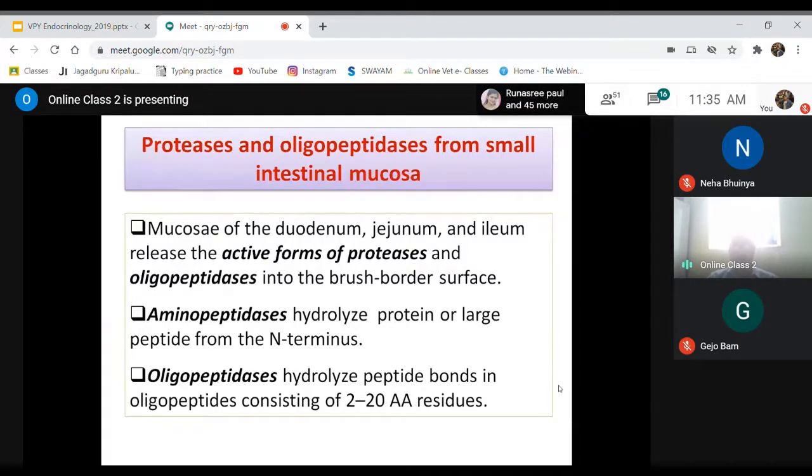Intestinal epithelium or intestinal cells also secrete proteases as well as oligopeptidases. So this will also be responsible for hydrolysis of dietary protein. And aminopeptidases, they will hydrolyze protein or large peptide from the nitrogen terminus. And oligopeptidases, they will hydrolyze peptide bond in oligopeptides consisting of 2 to 20 amino acid residues.